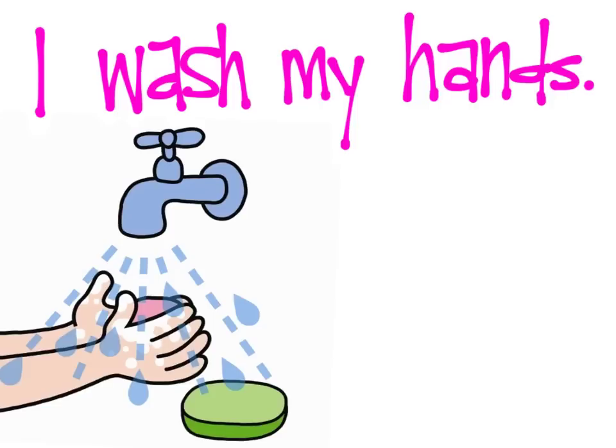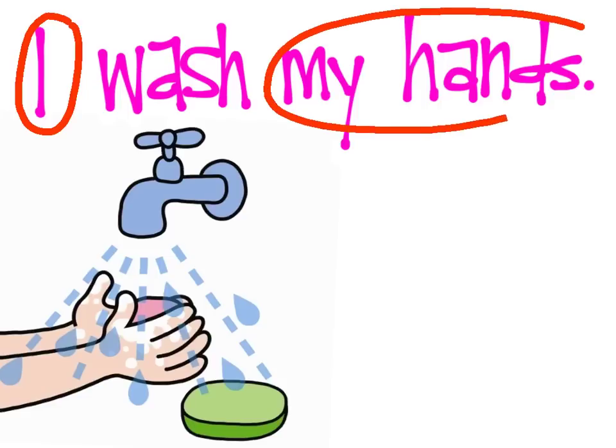To get started, let's take a look at how reflexive verbs are used in English. If we look at the sentence above, I wash my hands, you can see that this is a reflexive sentence. Here you can see that I am the subject and my hands are the object. So my subject and my object are the same, which by definition makes this a reflexive sentence.